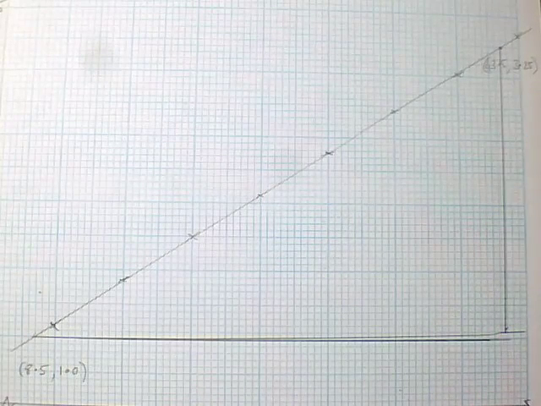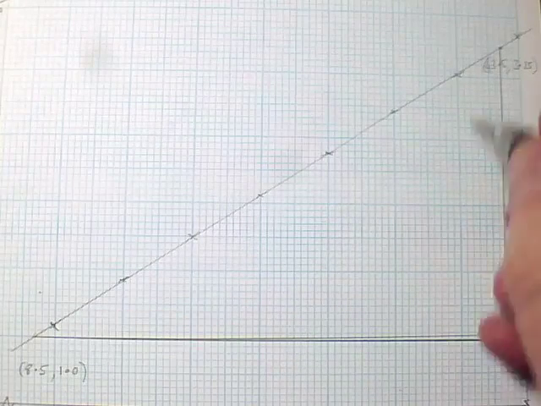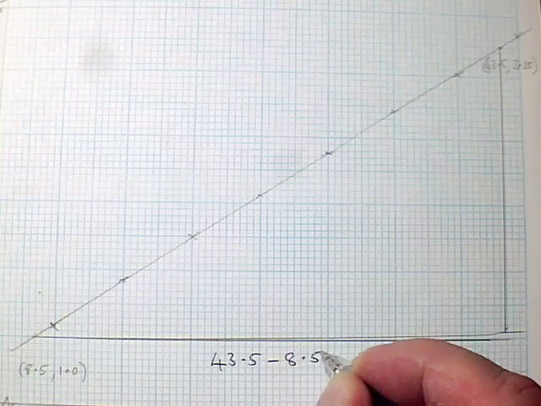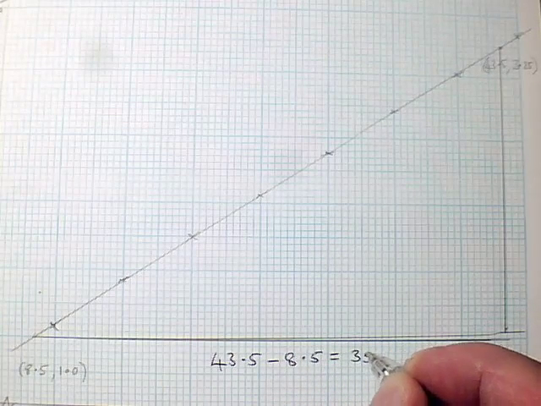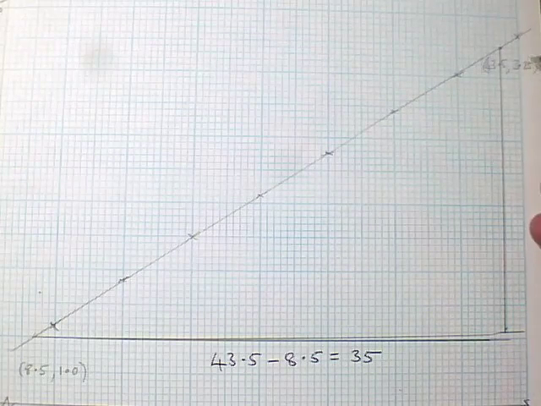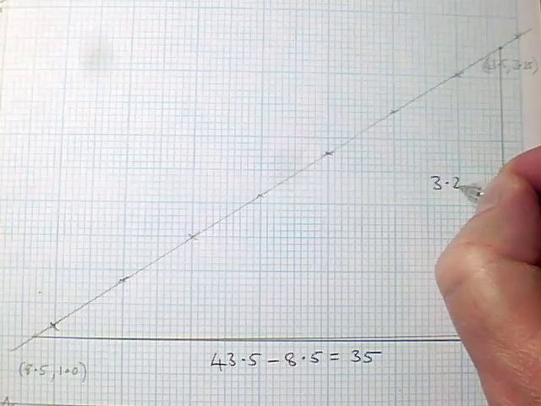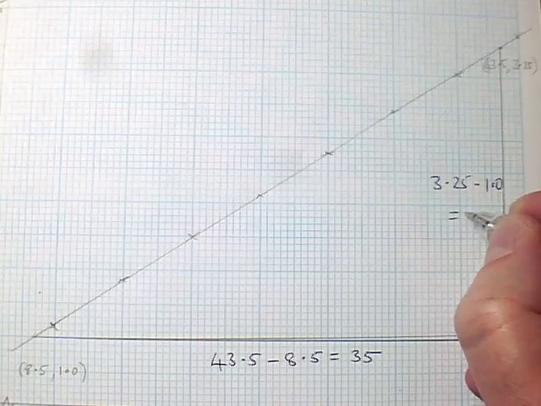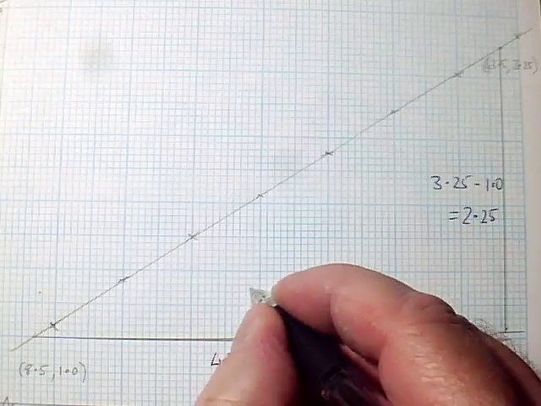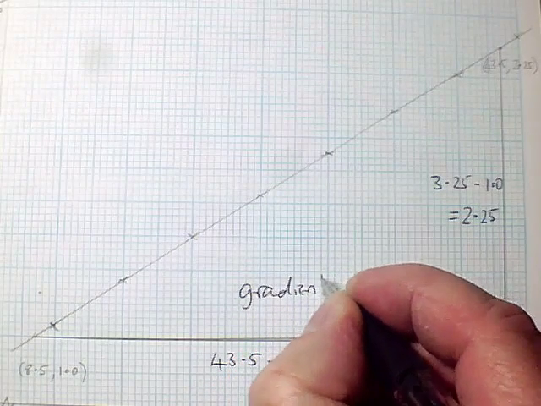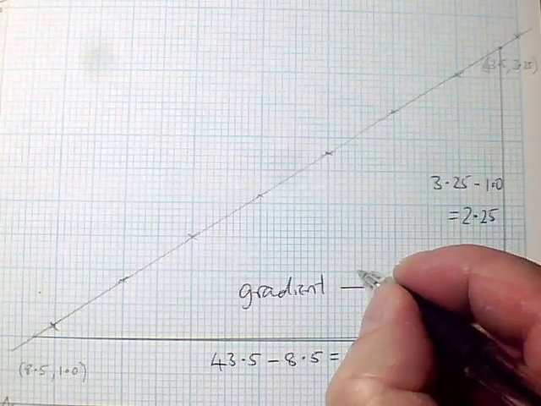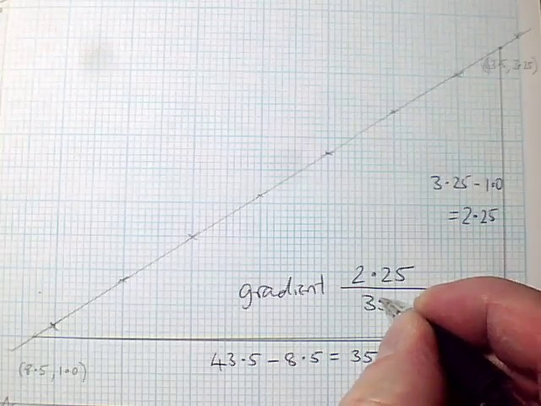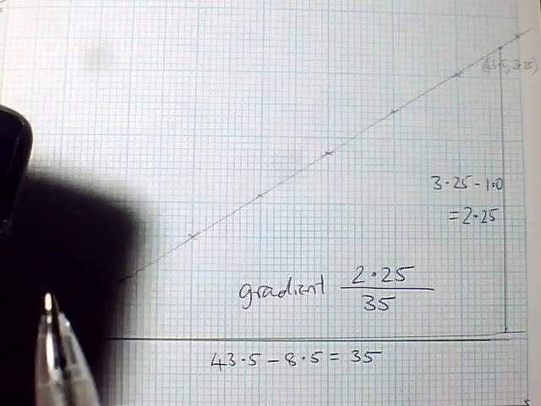So for the x's, I've got to do the difference in x, so the x step is going to be 43.5 minus 8.5, which I can do in my head, that is 35. Okay, and my y step, this was 3.25, so I'm doing 3.25 minus 1.0. I can do that in my head as well. This is 2.25. So my gradient is going to be the change in y over the change in x. So that's 2.25 divided by the change in x, which is 35.